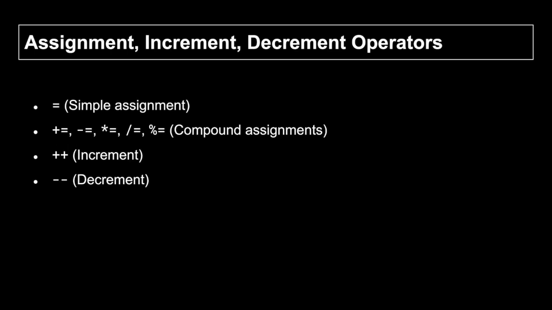The next is assignment, increment, and decrement operators. Assignment operators are used to assign values. Equal to is a simple assignment. Then plus equal, minus equal, star equal, slash equal, and modulo equal are the compound assignments. We also have increment and decrement operators to increase or decrease a value by 1.